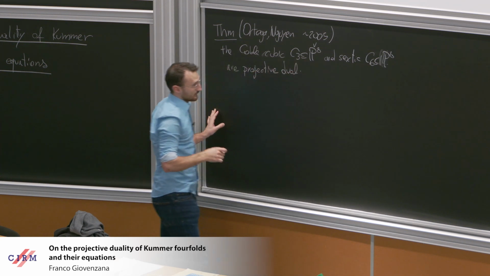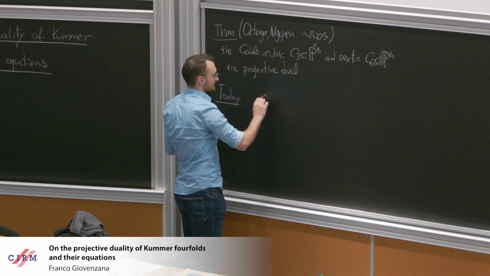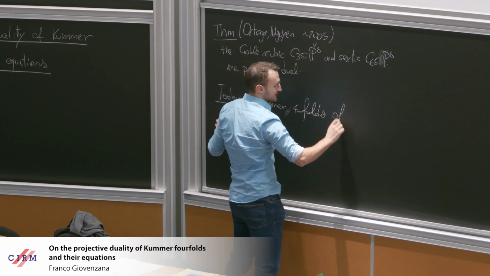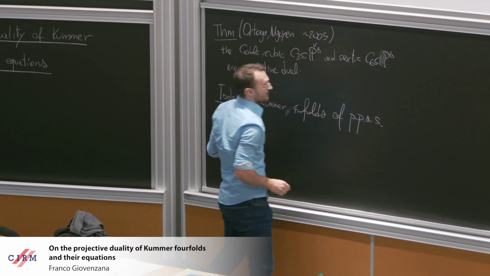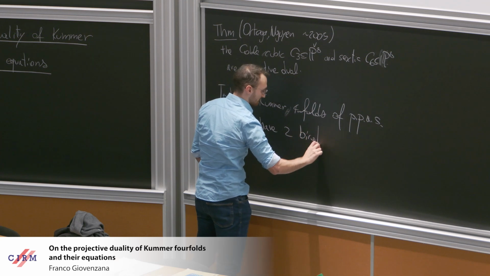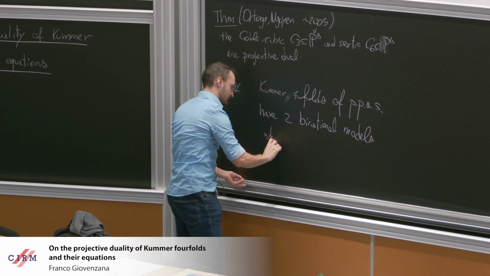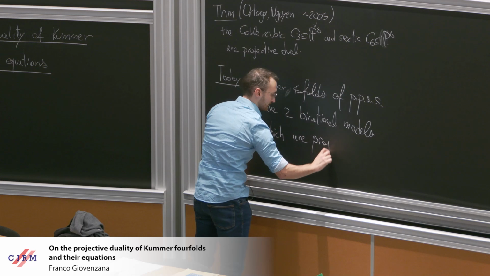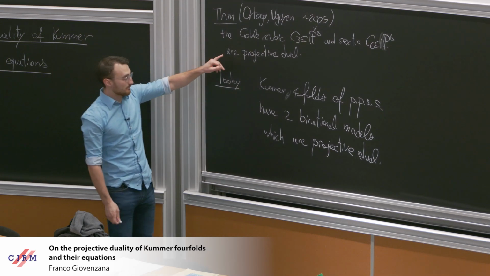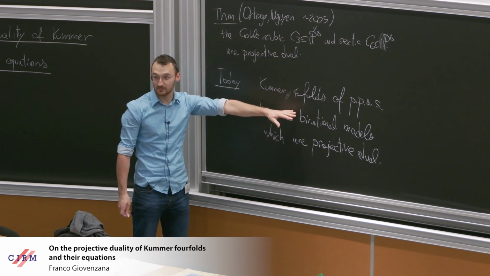And starting from this theorem, today we're going to focus on Kummer fourfolds of some principally polarized abelian surface. And we're going to say that Kummer fourfolds of these surfaces have two birational models which are projective dual. So I'm going to first revise this theorem by Ortega and Nguyen, and then I'm going to introduce the Kummer fourfolds and explain how this theorem can prove such a statement here.